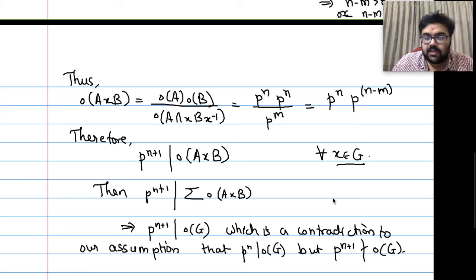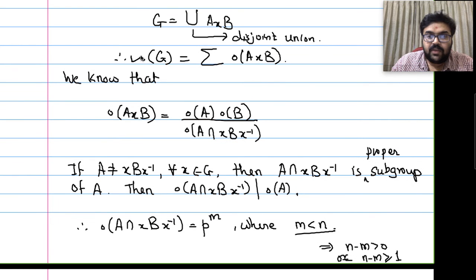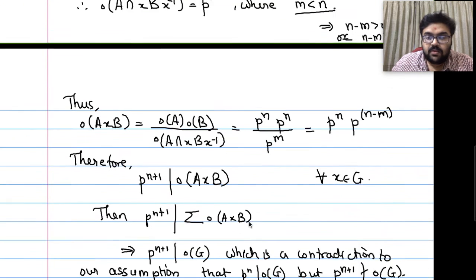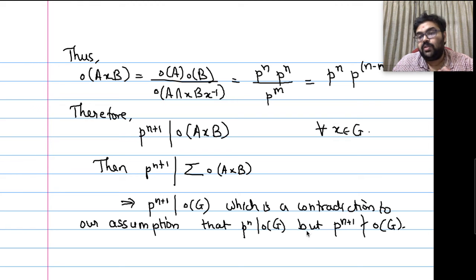Right? So that means p power n plus 1 divides the sum, and hence p power n plus 1 divides order of G. Right? So that is a contradiction, because the highest prime power dividing order of G we assume to be n.